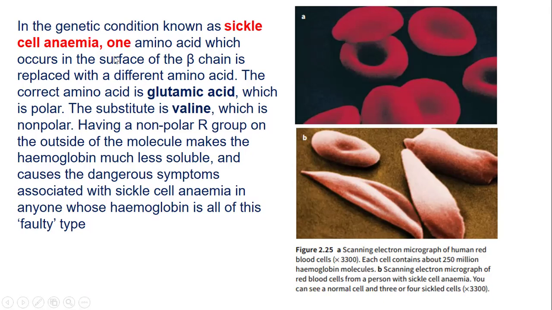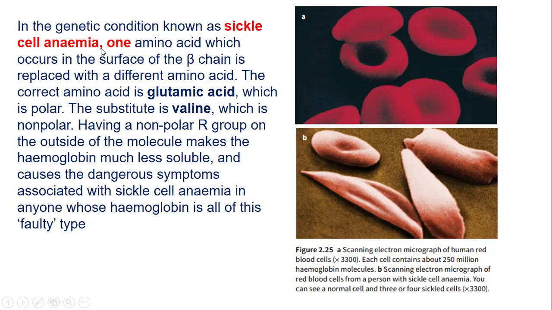So here they are telling us that one amino acid which occurs on the surface of one of the beta chains is replaced with a different amino acid. Remember, on the surface, you have to be there with hydrophilic amino acids. But in this case, in sickle cell anemia, people who have sickle cell anemia, instead of having a hydrophilic amino acid on one of the beta chains, they have a hydrophobic one because of mutations.